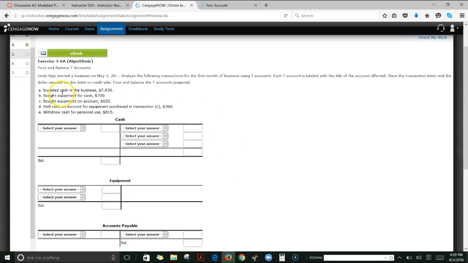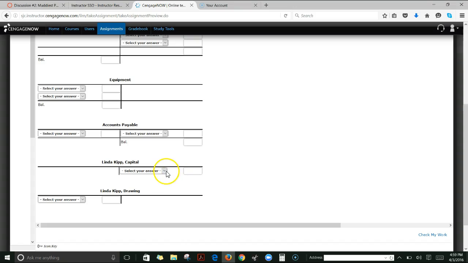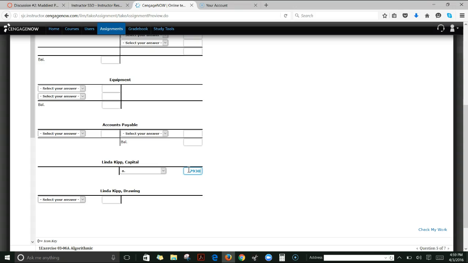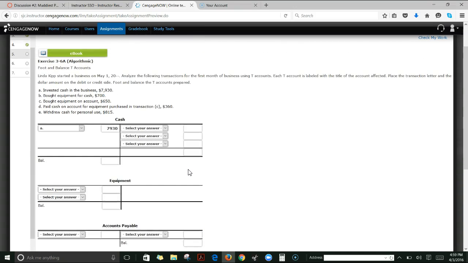So the first one, Linda Kept invested cash in the business, 7,930. So I'm going to add my cash to the business of 7,930, and I have to increase my capital because it does increase the owner's equity account, 7,930. You bought equipment for cash, so I've paid cash in letter B for equipment, $700 cash, and I have more equipment, so I'll add 700 to that asset by placing it on the debit side.